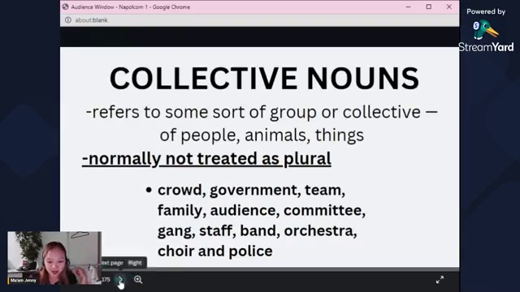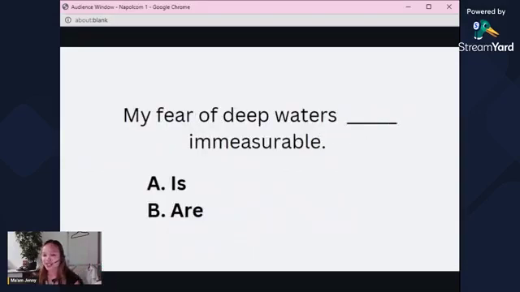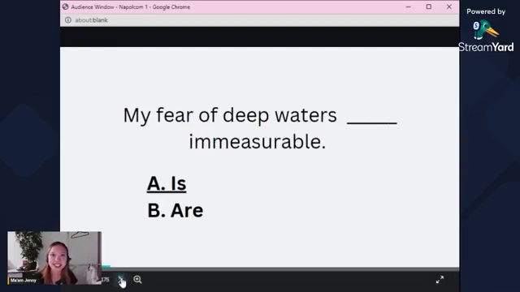So let's proceed right away with the application. Comment your answers, everyone. My fear of deep waters, blank, immeasurable. Is it A or B? All right. So correct answer is, ano ba yung subject natin dito? It's fear, right? Yung takot niya. So, takot is abstract, right? Hindi mo naman nakikita yung takot mo. Hindi ka naman ginagalaw ng takot mo. You cannot touch it, right? You cannot hear it. So, yung kinatatakutan mo, yes. But the fear itself, the feeling itself, it's just an idea. Okay? It's all in your head. So, it's abstract. Our answer is letter A. Okay? My fear is immeasurable.